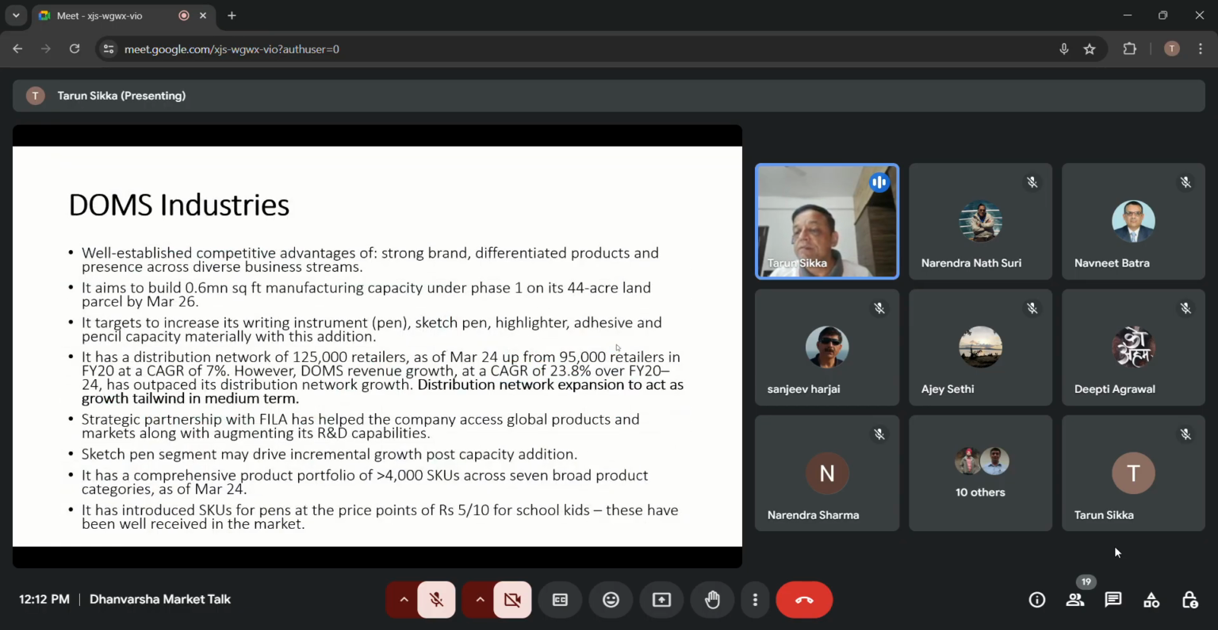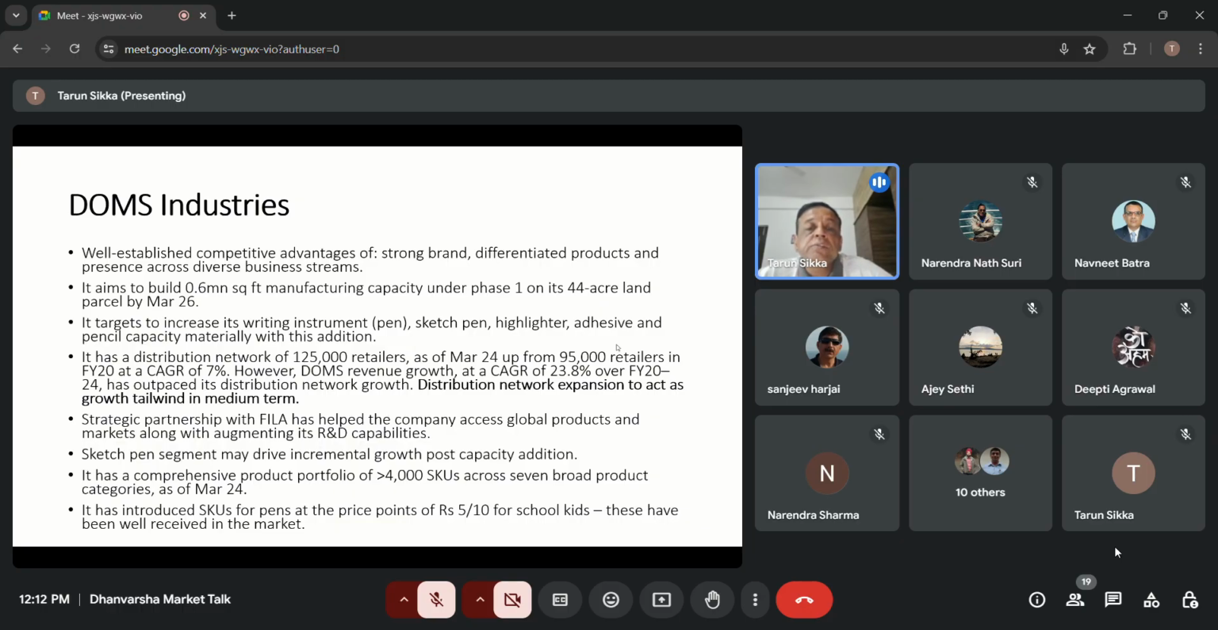Now the other one is very interesting. It's DOMS Industries. All those who have children and grandchildren, please speak to them, and then you will understand the business potential of DOMS, because you will just see what they are using. They are all using DOMS products. Well established competitive advantages of strong brand, differentiated products, and presence across diverse business streams. It aims to build 0.6 million square feet manufacturing capacity under phase 1 of its 44-acre land parcel in March 26.